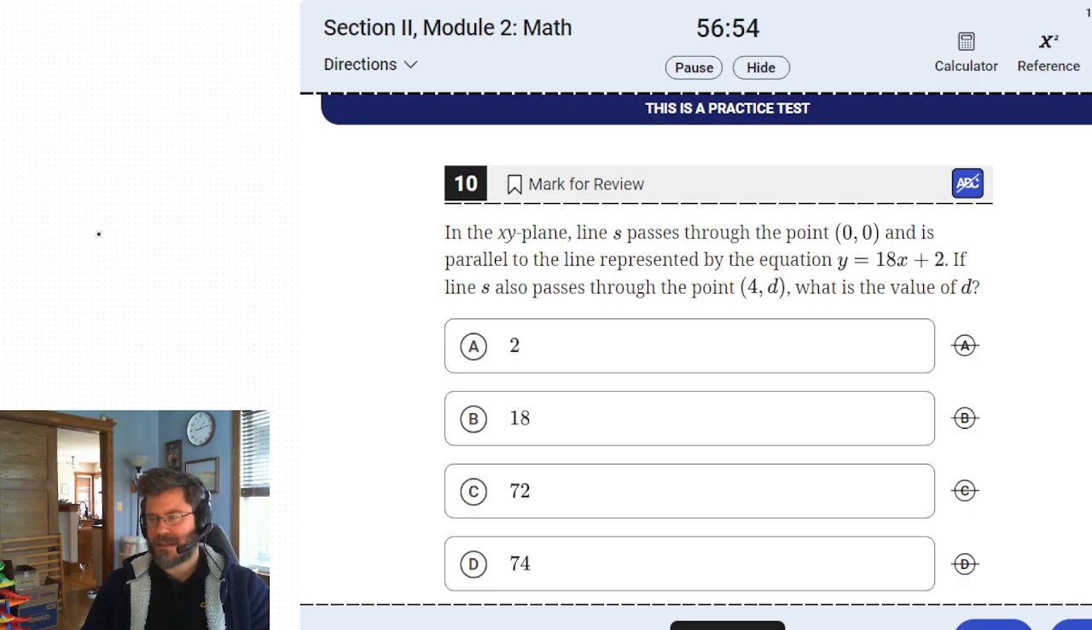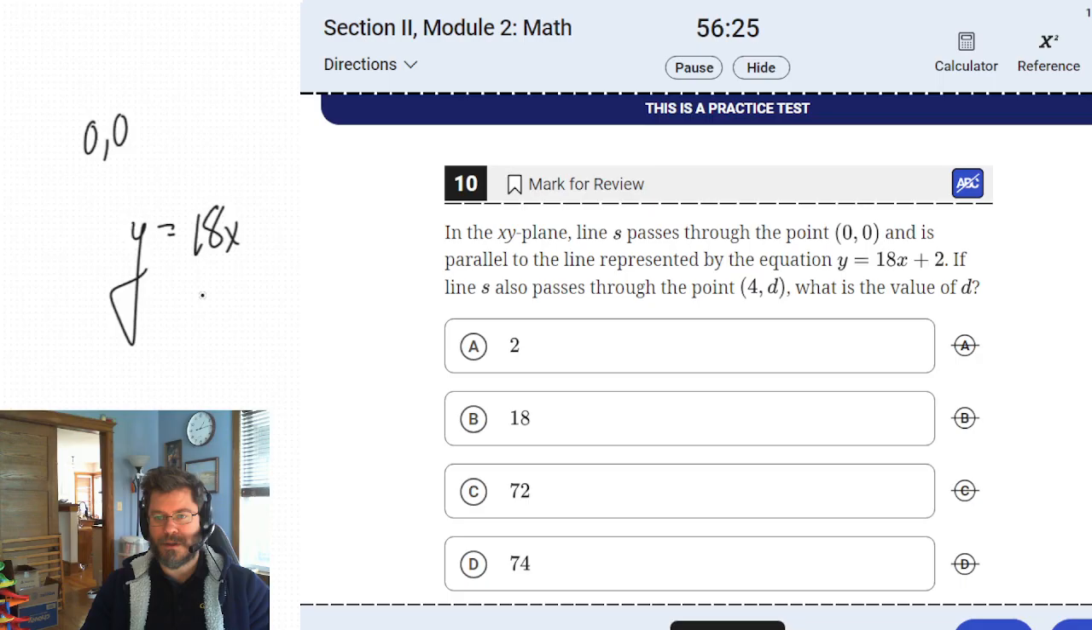All right, we've got coordinate point 0, 0. Parallel to the line. Parallel lines have what in common? They have their slopes in common. They are the same slope, different y-intercept. So if this is parallel, the equation for this guy is very simply 18x, because the y-intercept is 0. S passes through 0, 0 and is parallel. If S passes through 4, d, what is the value of d?